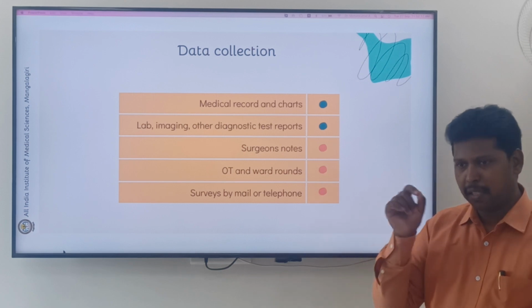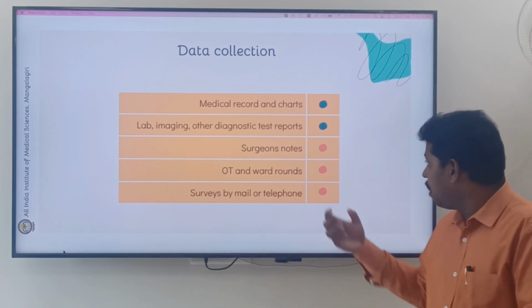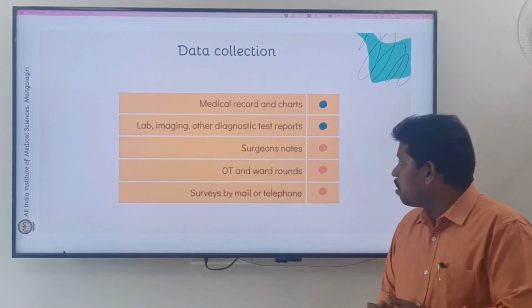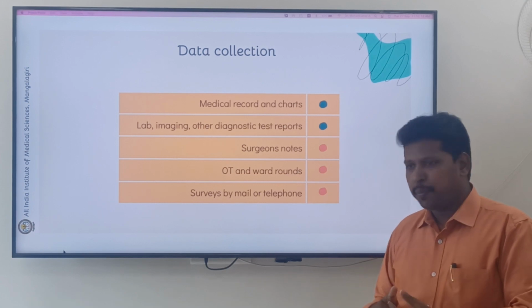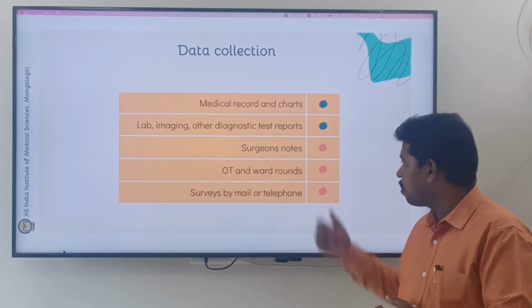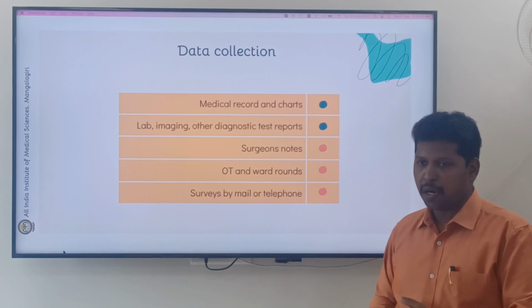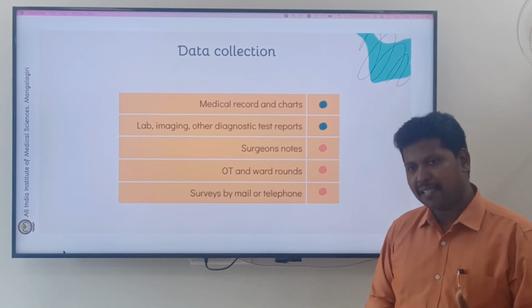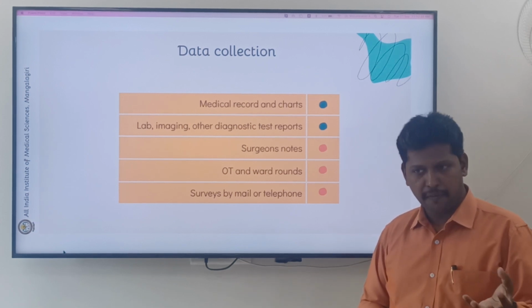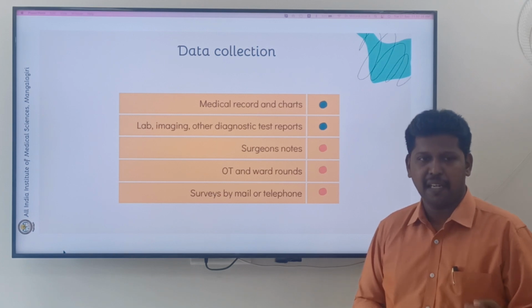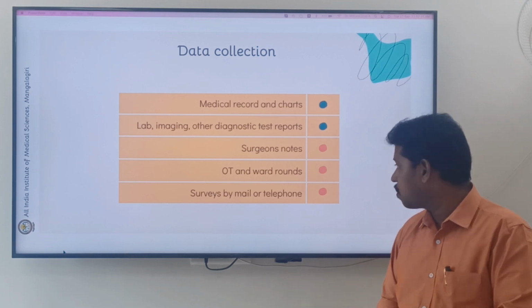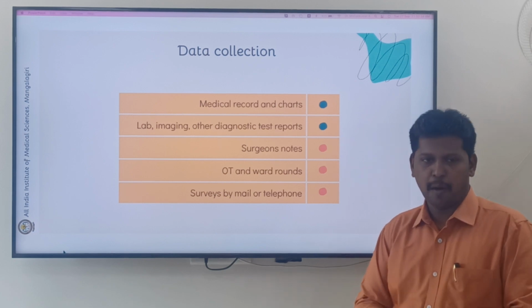So you need to look at the operation notes also and get the data. Laboratory as well as imaging and other diagnostic test reports. Lab reports are also quite important. Surgeon's notes, as I already mentioned. OT and ward rounds. The ICNs have to go to the OT as well as the ward and find out the onset of infection, any clinical signs and symptoms, all those things they have to analyze. So the patient is operated today.